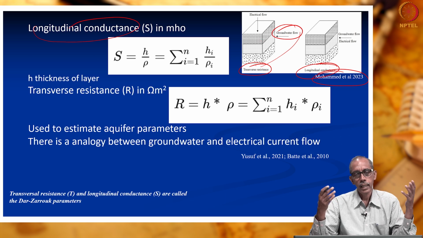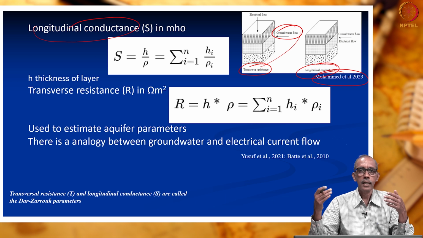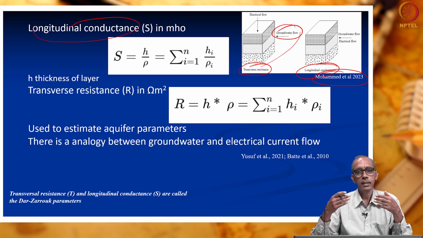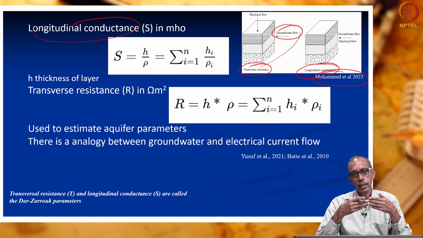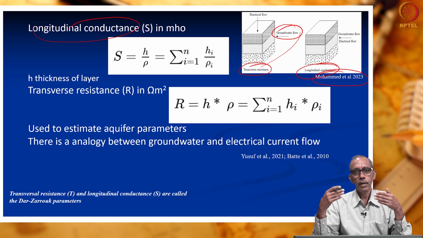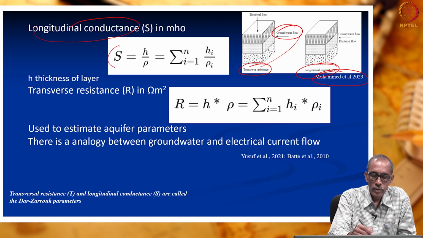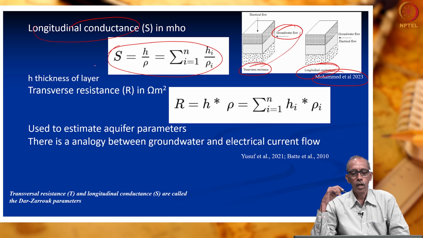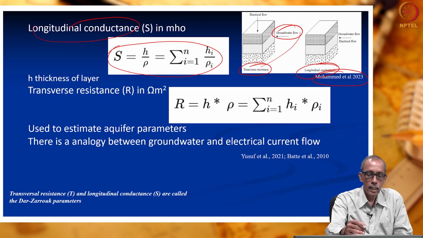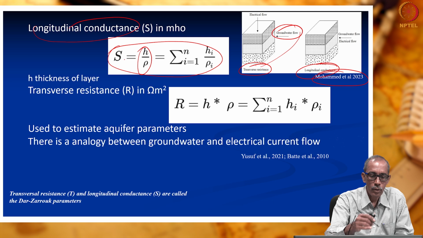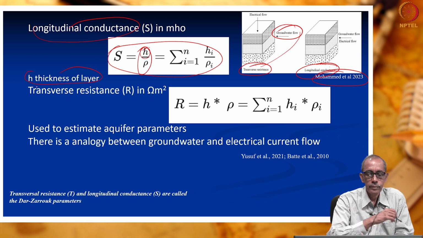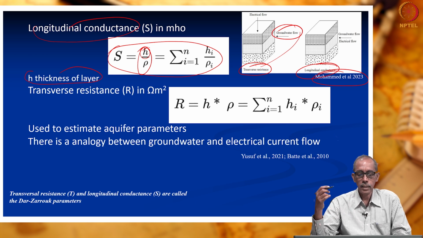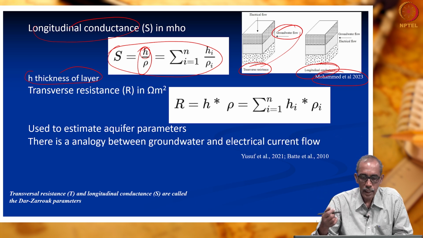Hope you can recollect, in the initial lectures I showed you there is an analogy between the way in which the current is flowing in the formation beneath the subsurface and the way in which groundwater can flow, isn't it? So, making use of this analogy, they have suggested a relationship of longitudinal conductance, which is equivalent to H divided by rho, where H is the thickness of the layer, and rho is the resistivity which we measure at the site.